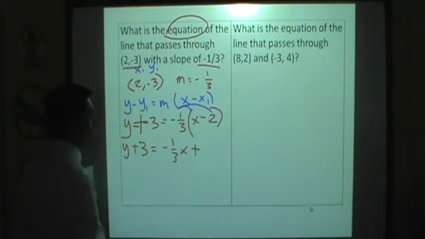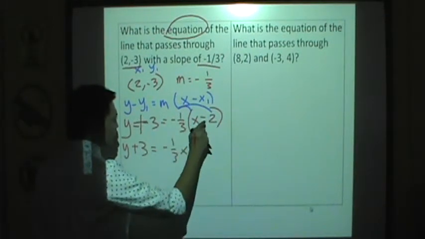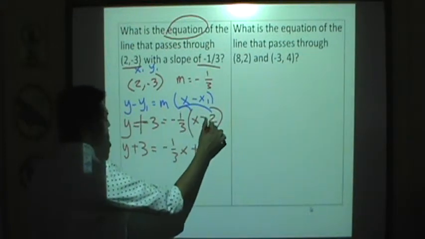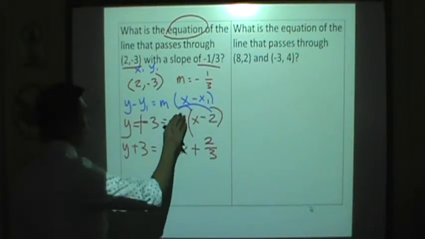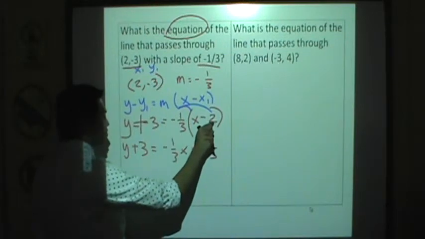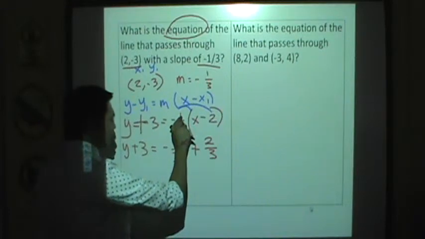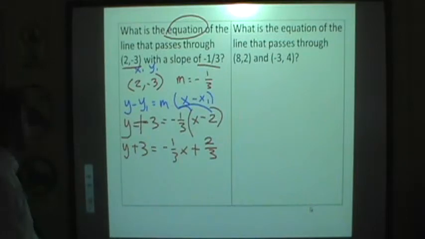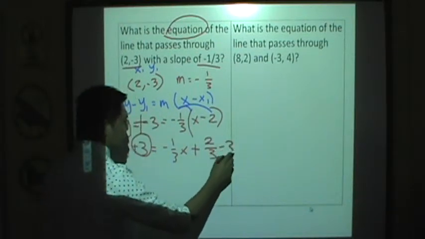But 1/3 times 2, calculator or mental math. The mental math is going to be 1 times 2 is 2, and the denominator stays 3. Basically, if you're multiplying a fraction by a whole number, I just have to multiply the numerator, and that number becomes 2, and just copy the denominator. Okay? And because we're solving for y alone, we need to get rid of that plus 3. When you move it over, it becomes minus 3.